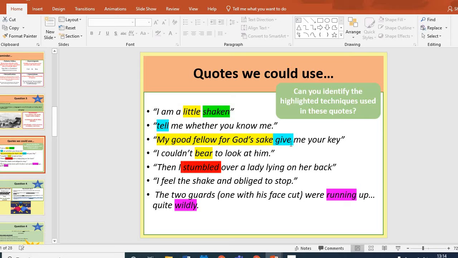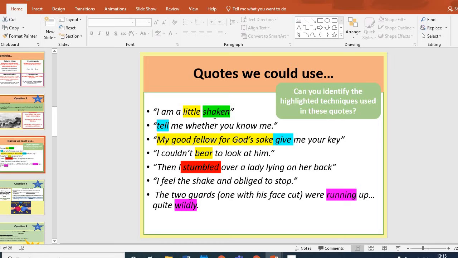So that's the language technique that the writer has used there, and he's done that to show maybe the urgency in the situation and in Dickens's feelings of the time when this accident happened. So he felt that he was in an urgent, crucial situation, so he wasn't really considering being polite and using niceties. He just wants to get his point across. Tell me whether you know me. Give me your key.